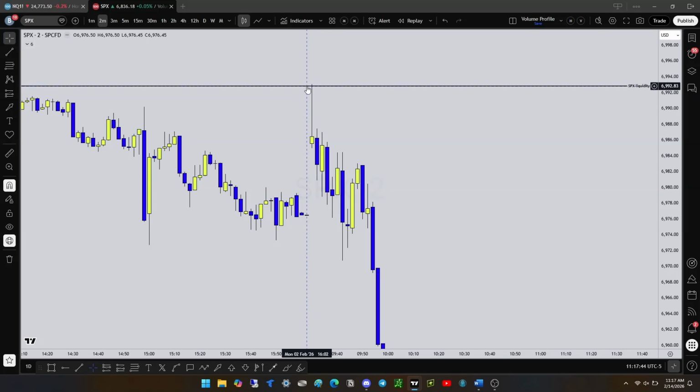What I want you to notice here, look at how we took that liquidity and we did not. SPX does not do this.